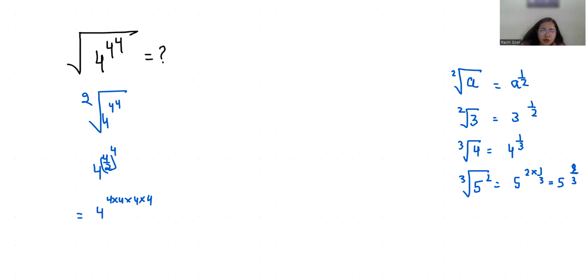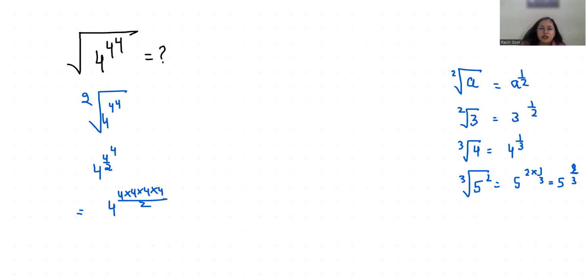The students do the wrong thing here and write 2 times 2 times 2 times 2. So, this is the wrong step. So, what you have to do, there is a power only on 4, not on 2. So you have to write it like this, 4 power 4 times 4 times 4 times 4 by 2.